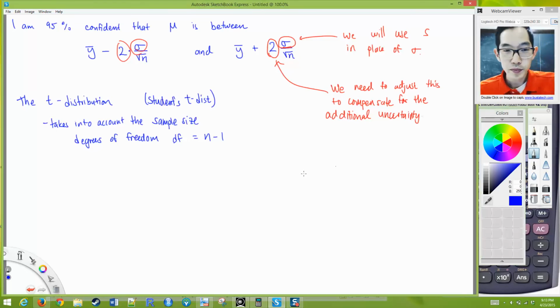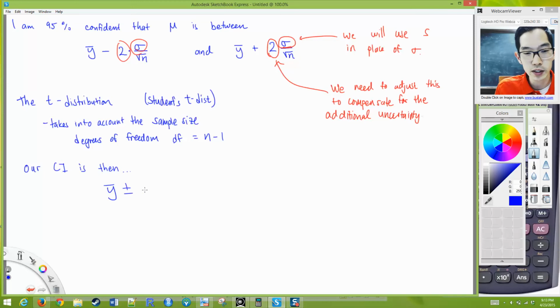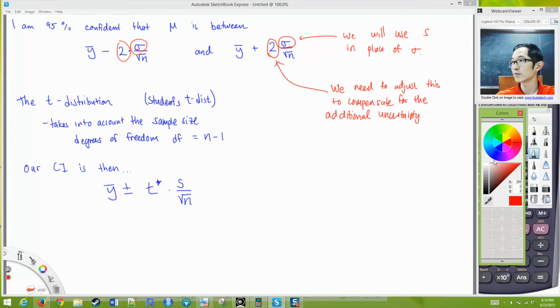So our revised confidence interval is then y bar plus or minus, and I'm going to call it t star, times s over the square root of n. So taking everything into account, replacing sigma with s and replacing 2 with a value coming from the t table, and that's what t star represents, we have this. And I've combined the plus side and the minus side into just one thing with the plus and minus. How does that feel?